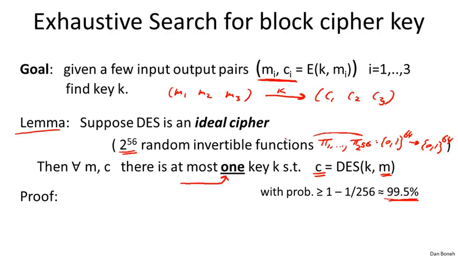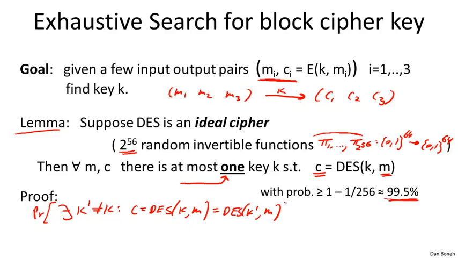So let's do the proof. This is fairly straightforward. What we're basically asking is, what's the probability that there exists some key K' not equal to K, such that, well, C we know is equal to DES(K, M), by definition of C and M, but we're asking how likely is it that there's this other key K' that also satisfies this equality. If such a key K' exists, then just given M and C, you can't decide whether the right key is K or K', because both of them work. But I want to argue that this happens with low probability.